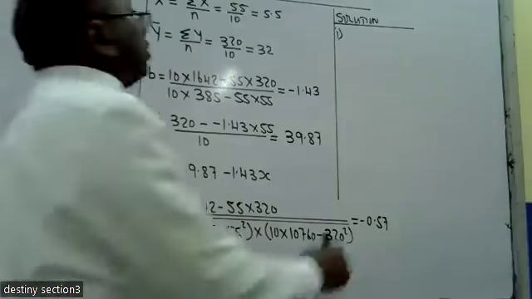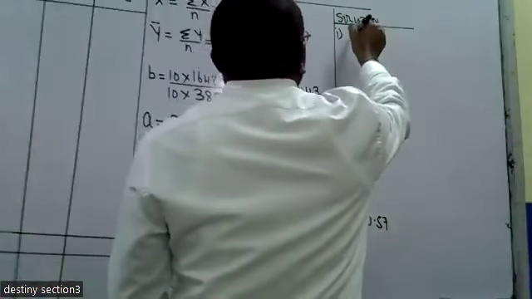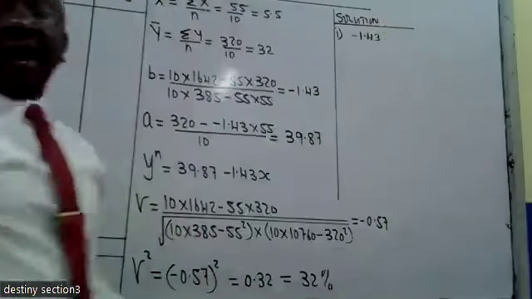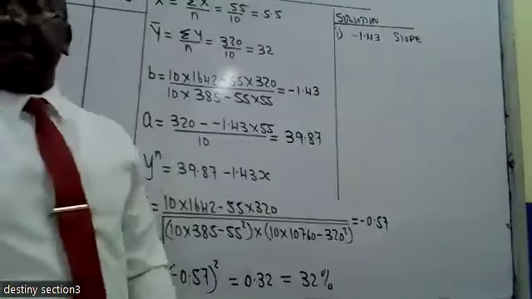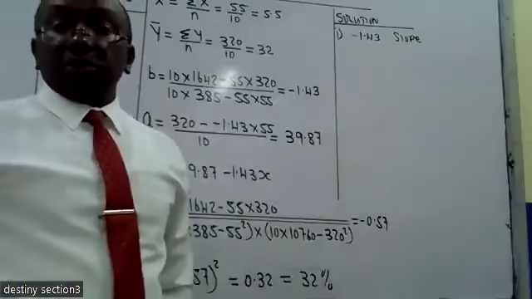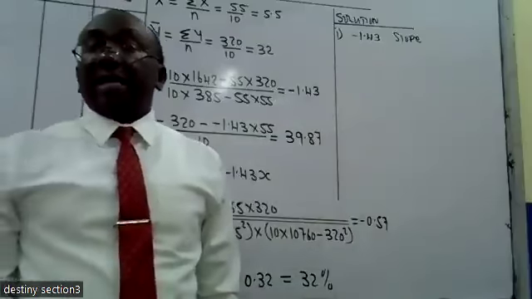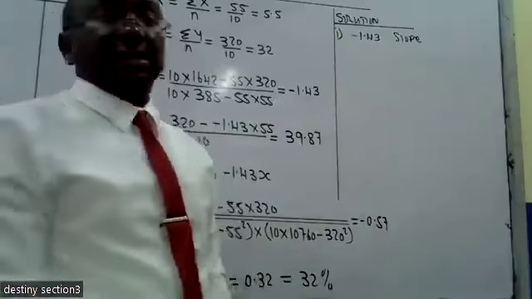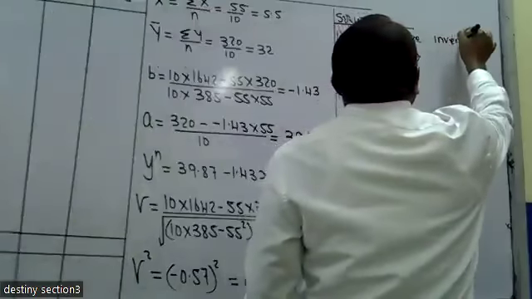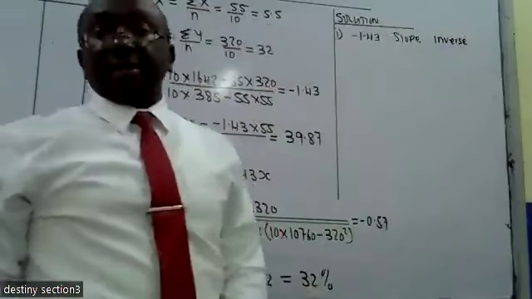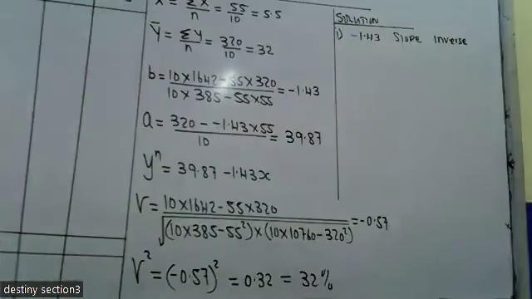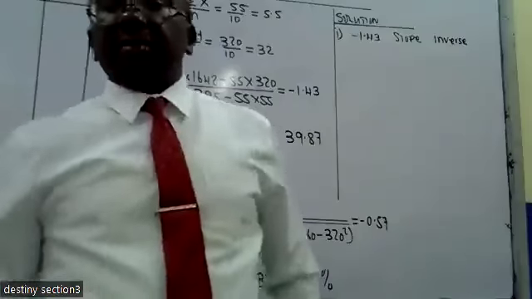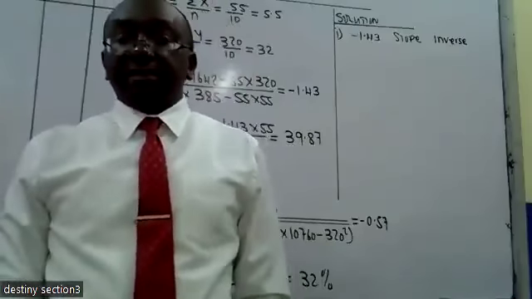We write that the value for the slope, which is negative 1.43, shows existence of an inverse relationship between distance in kilometers and the number of visits made.